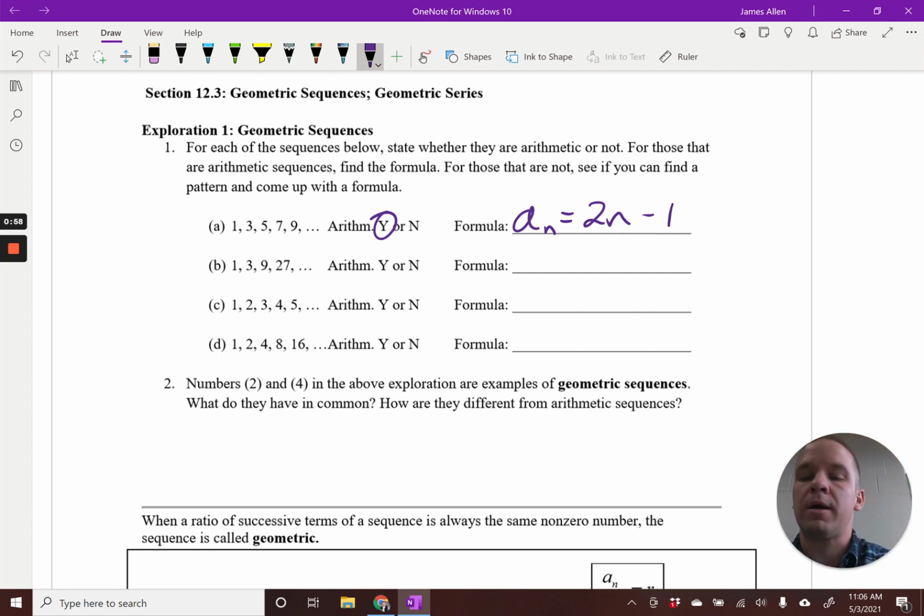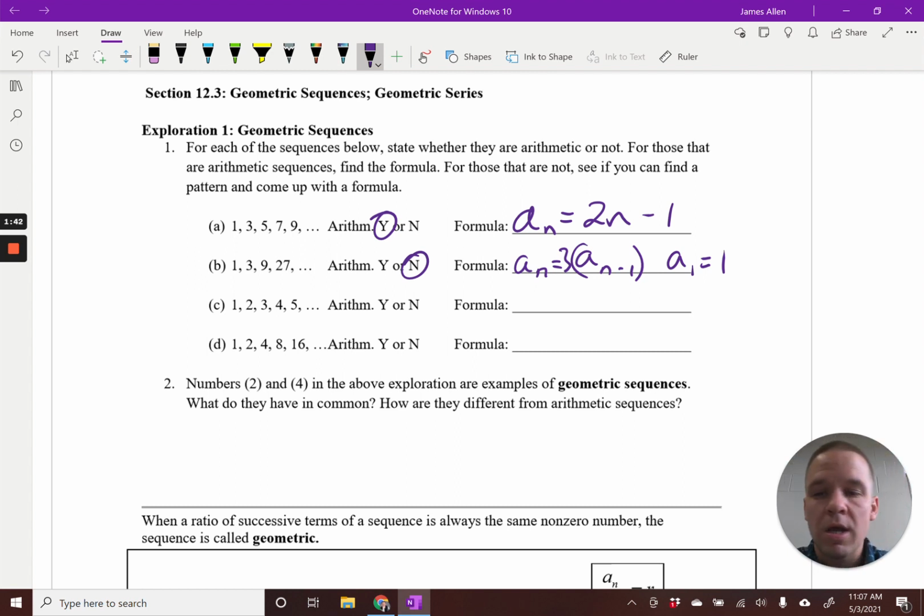Okay. Next one. 1, then 3, then 9, then 27. That's tripling each time, right? I could define this recursively, so this is not arithmetic. I could define this recursively by saying a sub n is equal to the previous term multiplied by 3, okay? Where a sub 1 is equal to 1. So if I wanted a sub 2, that would be 3 times a sub 1, gives me 3. If I wanted a sub 3, 3 times a sub 2, which was 3, gives me 9, so on and so forth. Okay, we did that one recursively, the previous one explicitly.